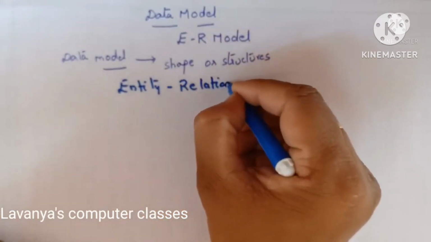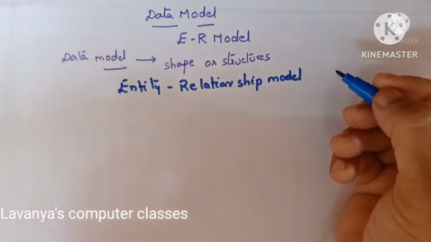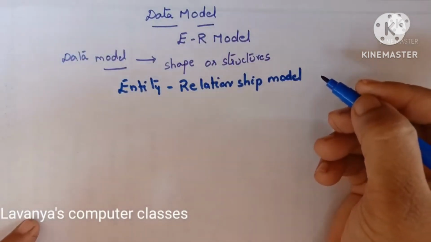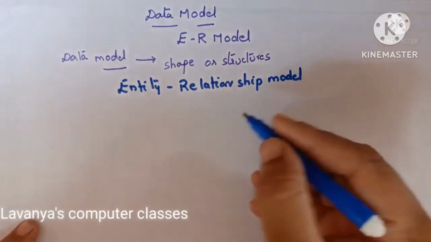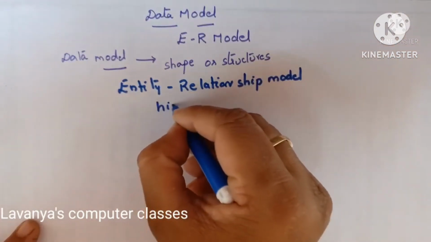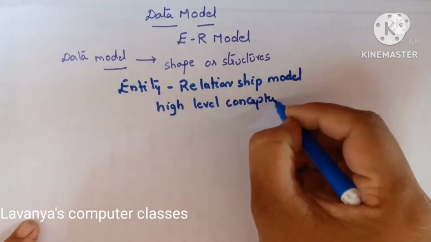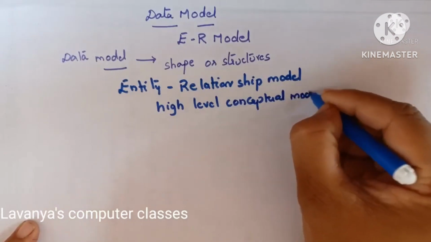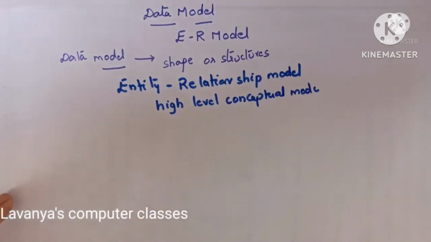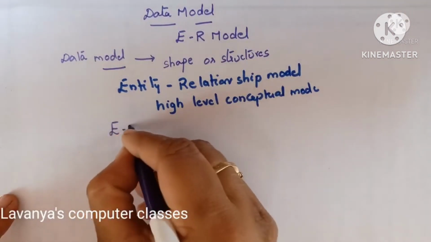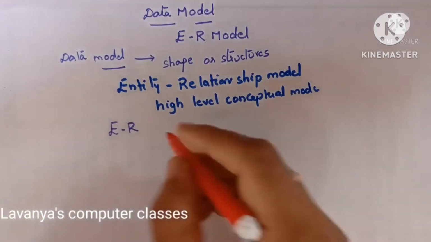The ER model is known as the entity relationship model. E means entity, R means relationship. It is the most widely used data model, so whenever we are designing any database, we use the ER model. It is also referred to as a high level conceptual data model. The main purpose of developing the ER model is to support the user's view of the data and to hide the implementation details associated with database design.